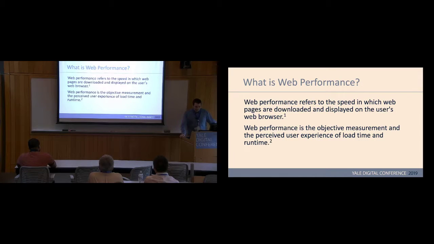So what is web performance? I found a couple of definitions, one from Wikipedia, one from Google. The first one refers to the speed at which web pages are downloaded and displayed on the user's web browser. So when you think of that part of the performance, it's how items are coming into the browser, how they're downloaded, how they're requested through the network. And then the other piece of it is the objective measurement and perceived user experience of load time. So how the actual user sees what's going on the screen and how they perceive the performance to be.